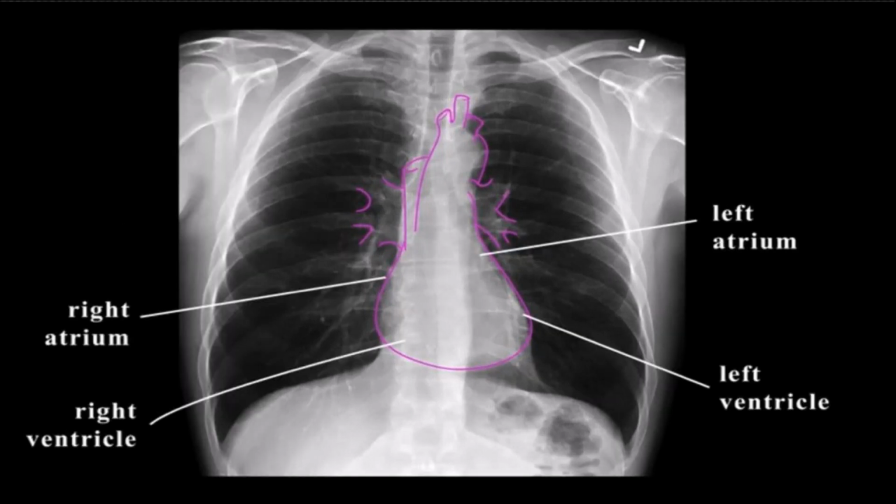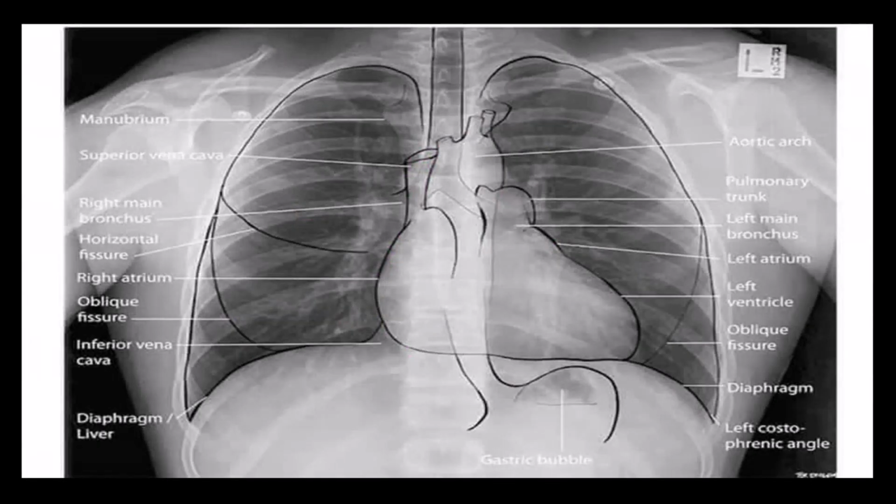Next we can go to the chambers of the heart: right atrium, right ventricle, left atrium, left ventricle. So that's the basic view of the anatomy of a chest X-ray.